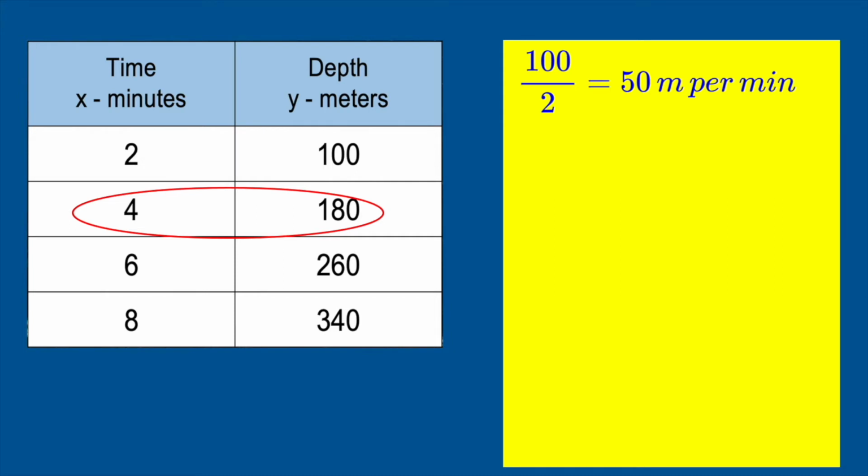I'm going to create a table of values on your paper using coordinate pairs. Do you see a pattern? I'm going to divide 180 meters into 4 equal groups. That unit rate is 45 meters per minute. I better move on to that third ratio.